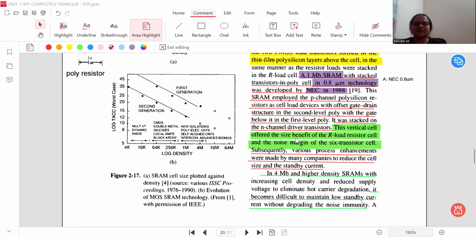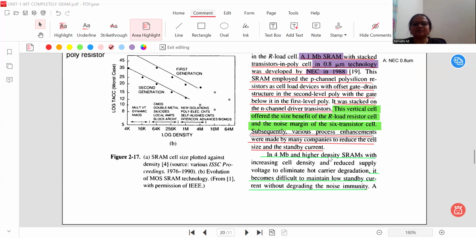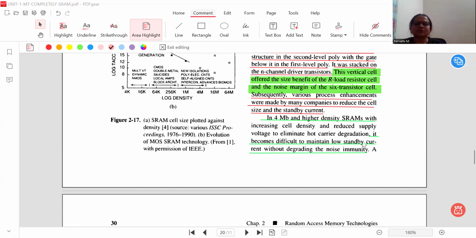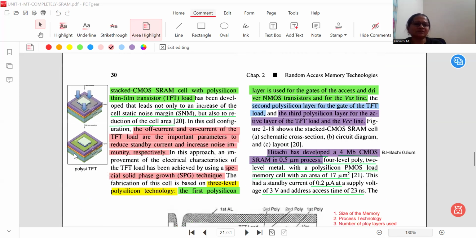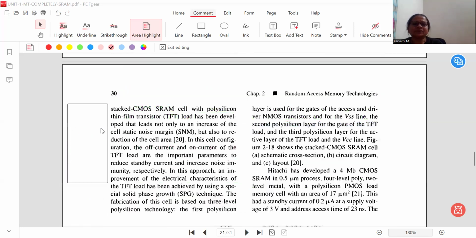This vertical cell offered the size benefit of the R load resistor cell and the noise margin of the 6 transistor cell also. So in the 6 transistor cell, when we use a PMOS transistor, the noise margin is improved, and compared to the R load resistor process, the complexity is also reduced in the case of PMOS load. Here is one example shown, thin film stacking.